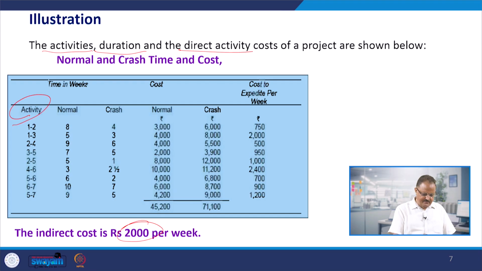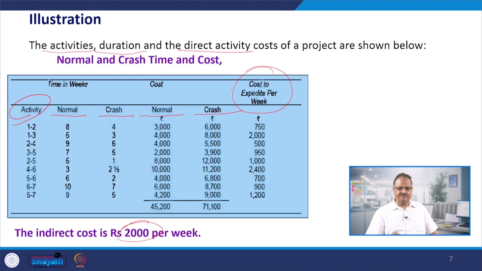These are the activities here: 1 to 2, 1 to 3, 2 to 4, 3 to 5, 2 to 5, 4 to 6, 5 to 6, 6 to 7 and 5 to 7. Then we are given the time period: normal time and crash time. Then we are given the cost: normal cost, crash cost, and the cost to expedite the work per week. So all this information is given. The activities' duration and the direct activity cost of the project are shown below.